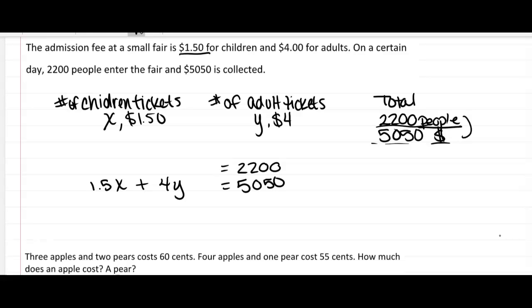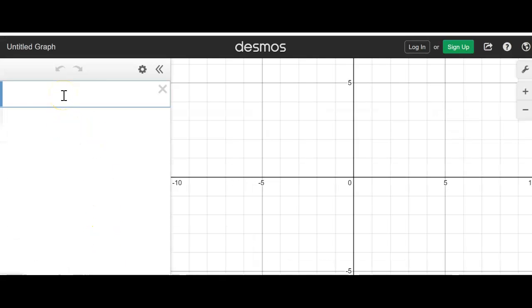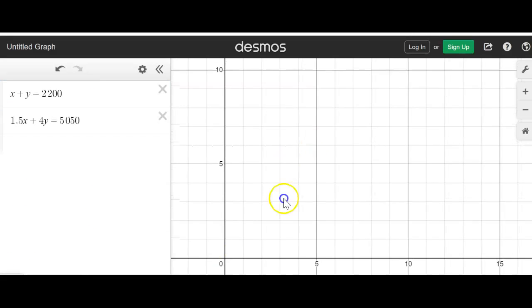Now for the number of people, we know that each ticket represents a person. So X represents the number of children that attended, and Y will represent the number of adults that attended. So we've got X plus Y equals 2,200 people, and then $1.50 per child ticket plus $4 per adult ticket gives us 5,050. So once we're done, we're going to go to our Desmos, and we're going to enter the two equations. If we enter the equations, we want to look for it.